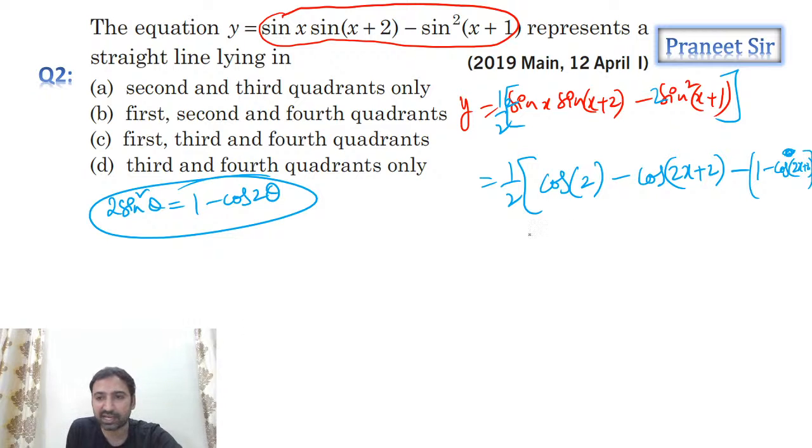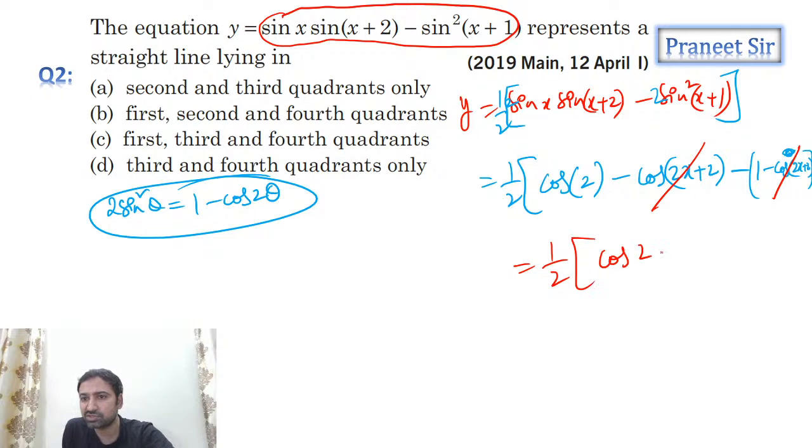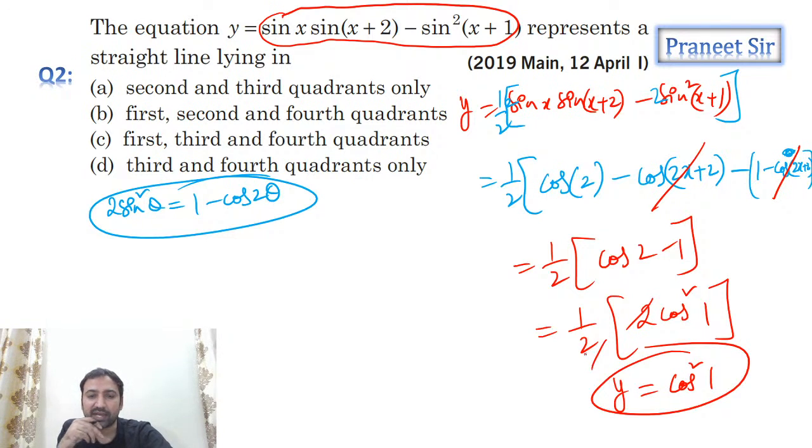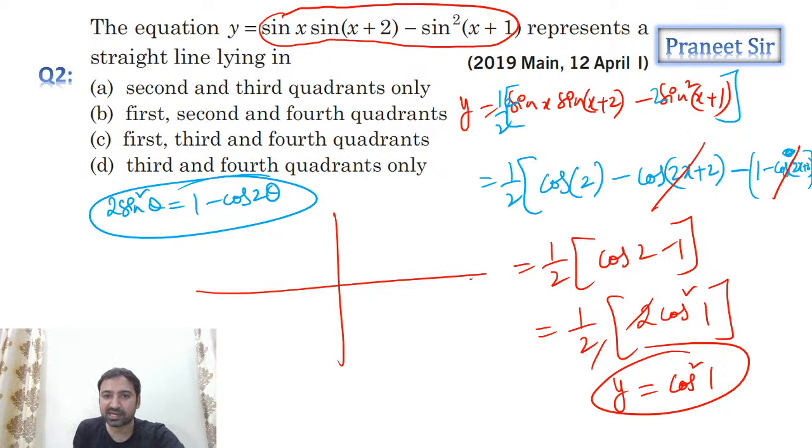So from this, can we cancel anything? Cos 2x plus 2, cos 2x plus 2 cancel. And finally, we're getting 1 by 2 into cos 2 minus 1. Still, we can simplify this. 1 by 2 into this, a cos 2 theta minus 1 is 2 cos square theta. In place of theta, we have 1. So 2 cancel. And finally, we're getting y is equals to cos square 1. So y is equals to cos square 1 is a straight line which is parallel to x-axis, and it is positive. Cos square 1 is positive.